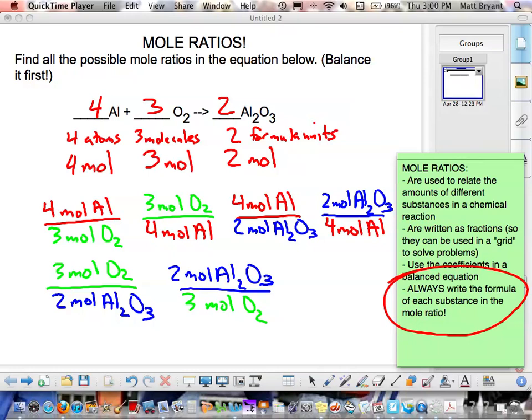So, this is all we're going to do with this, and in the next podcast, you'll see how we can actually use these mole ratios as conversion factors to actually convert between the moles of one substance and the moles of another.